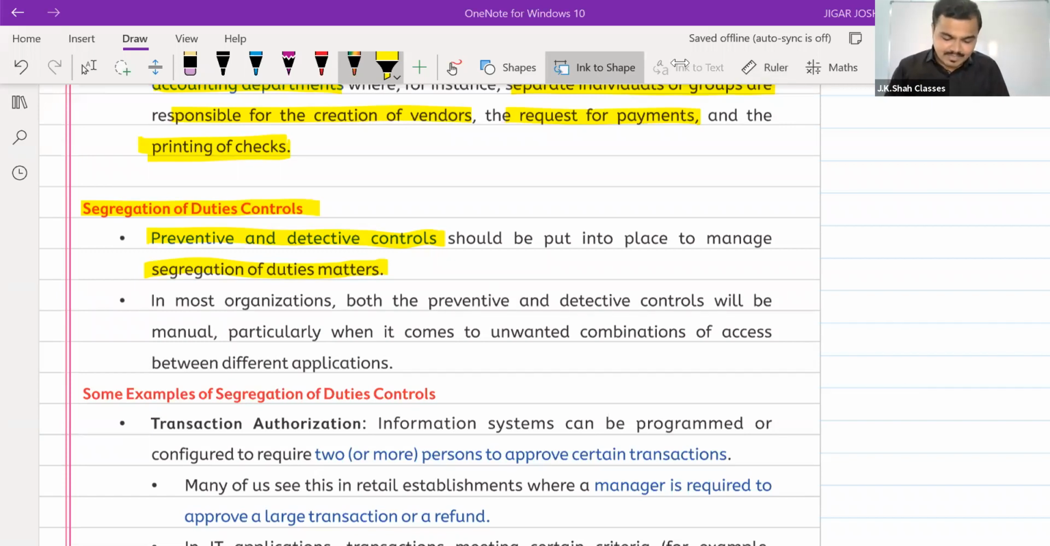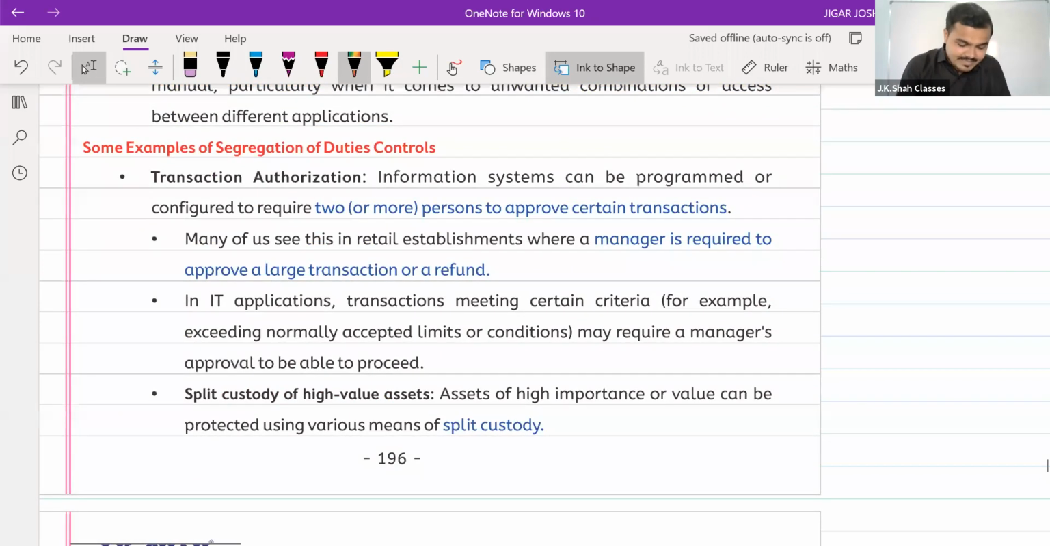Any doubt? Any queries? Any confusion? No, sir. Now, some of the examples of segregation of duties. Please refer to it in a very perfect way, because this is a 3 marks question they generally ask in the examination.